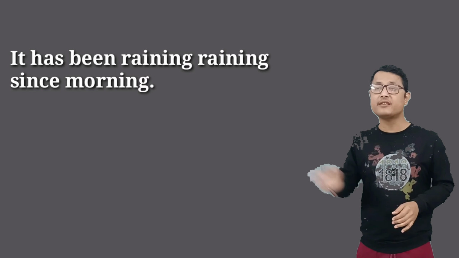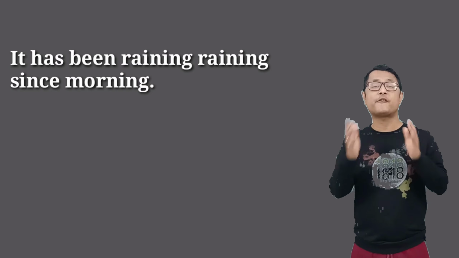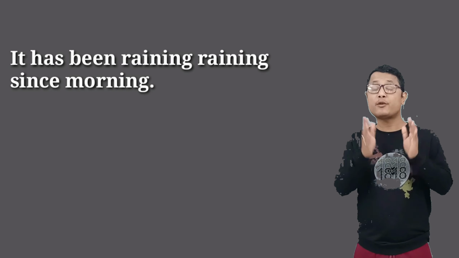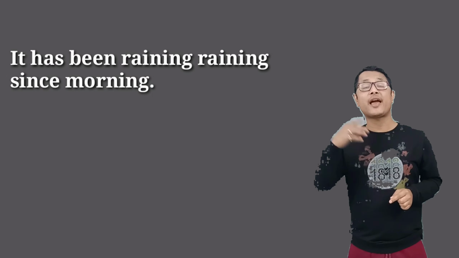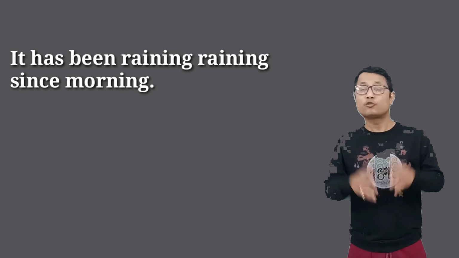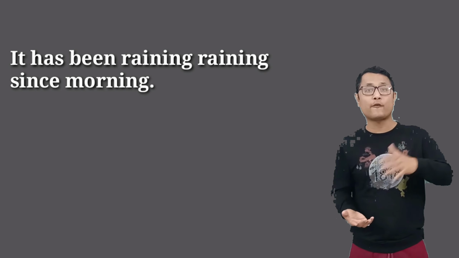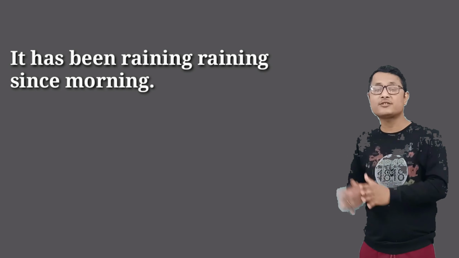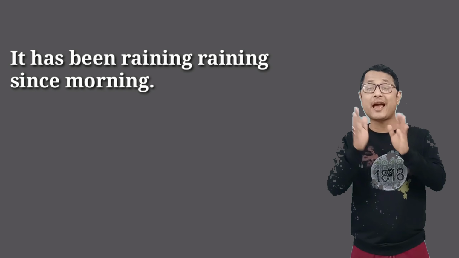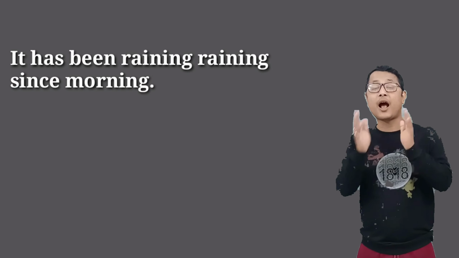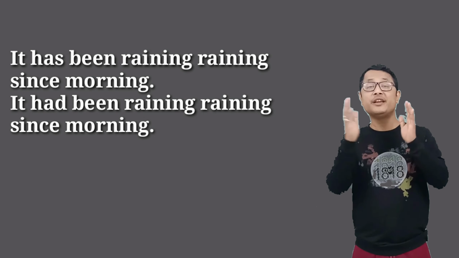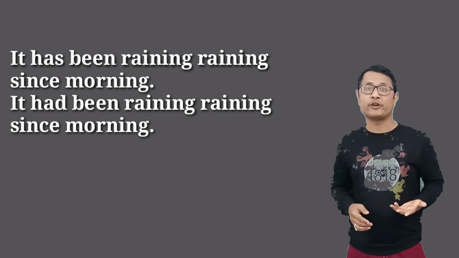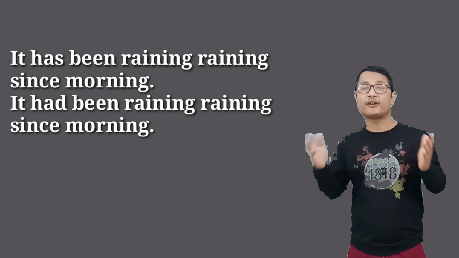If I want to speak the same sentence in past perfect continuous tense, then what do I have to do? I have to change the form of the helping verb only. So in the first sentence, I used "it has been." In the past form, I will use "it had been raining since morning." Like that we can form different sentences.